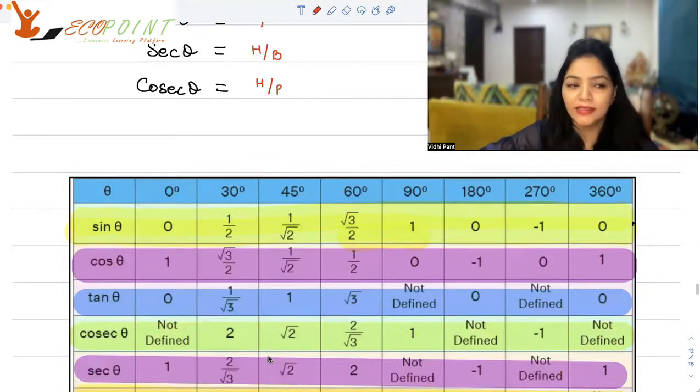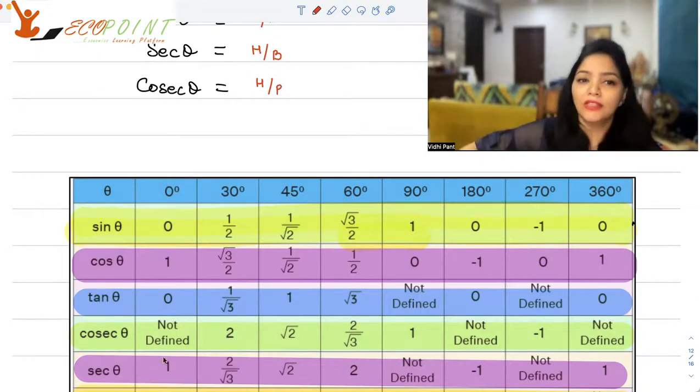When theta is 0 degree, 30 degree, 45, 60, 90, 180, 270, 360, that is till 2 pi, you should know what the value of sine theta would be, cos theta would be, tan theta would be. Automatically, you can find out for cosec, sec, and cot. So sine theta starts at 0, it's 0. Then 1 upon 2, then 1 upon root 2, root 3 upon 2. At 90, it is 1. And cos theta at 0 is 1, and at 90, it is 0.